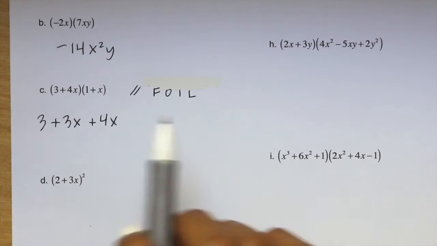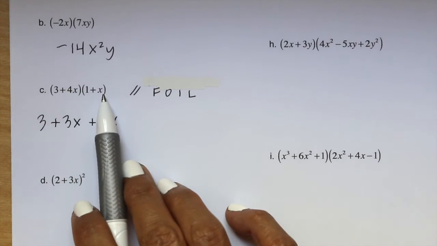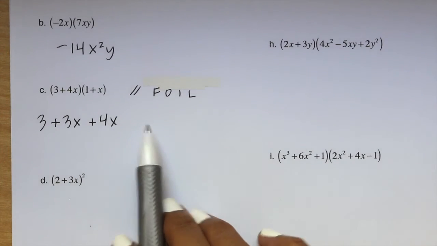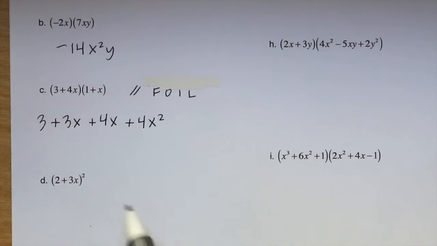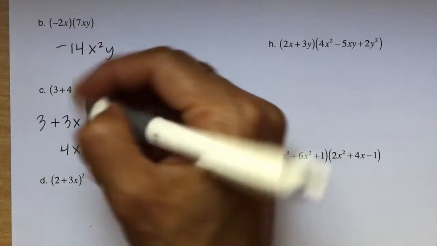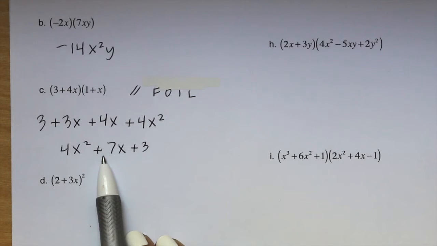The L stands for last, so you take the last term in each parentheses, so we have 4x times another x makes 4x squared. And then you want to check to see if any terms combine, so let's go ahead and simplify. 3x plus 4x makes 7x, and drop down the 3. So you end up getting 4x squared plus 7x plus 3.